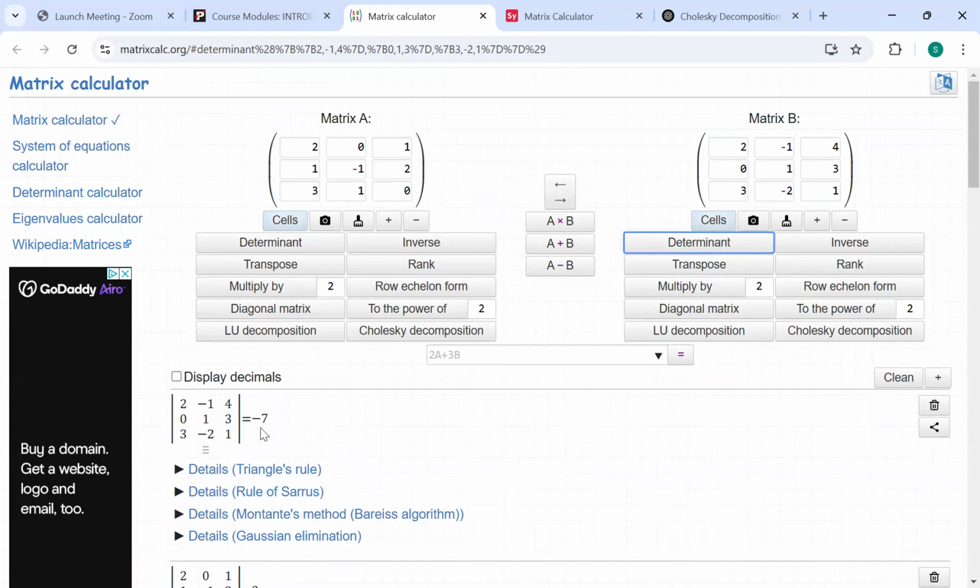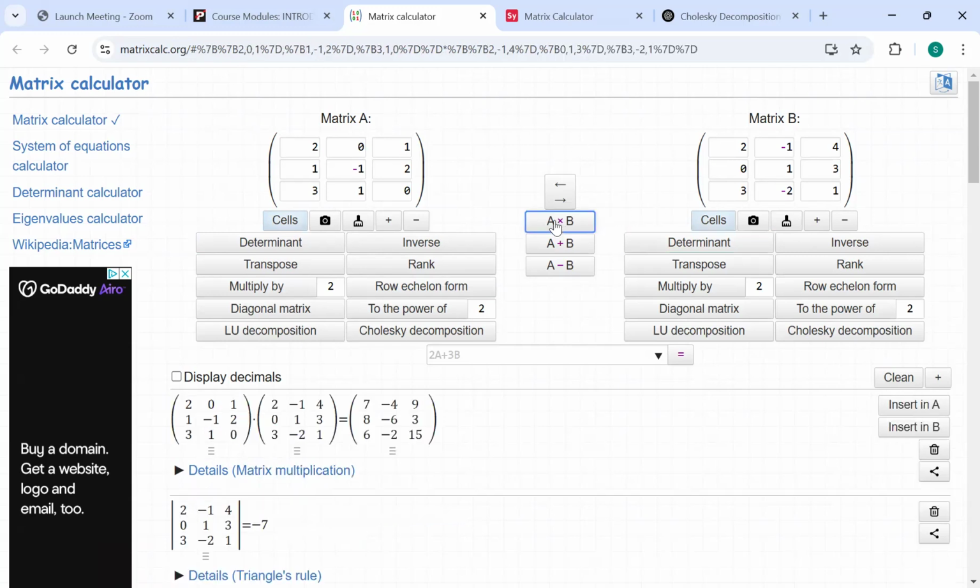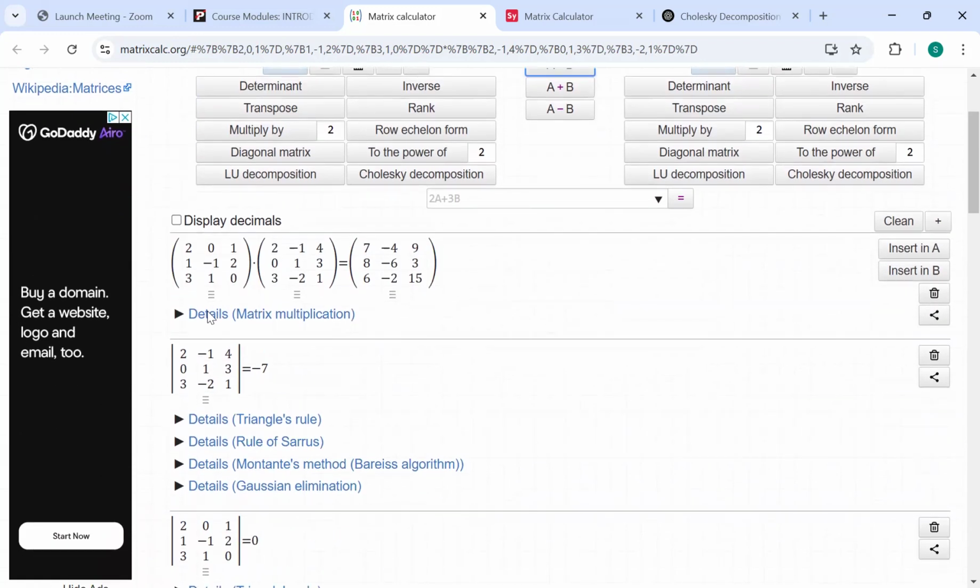Good. Now matrix AB, I'm doing part C. Matrix AB is A times B, multiplication. We have A, we have B, so why don't we multiply them? And beautiful, there you go, up here. That's the product matrix. I'm going to write this matrix down. The product matrix is a 3 by 3: 7, 8, 6, negative 4, negative 6, negative 2, and 9, 3, 15.